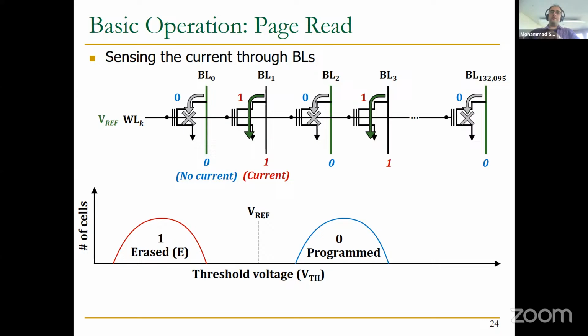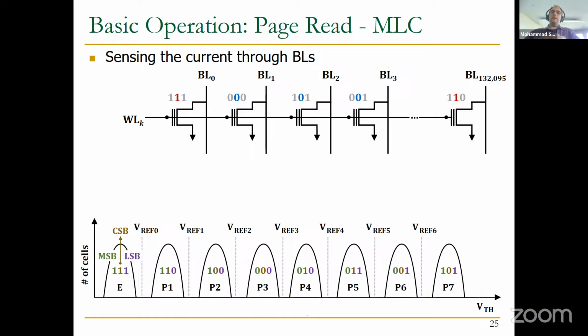But imagine that you know this. Let's have a look at MLC or TLC in this case. This is your word line, and you can see that you are storing three pages in this word line. You want to read the center page, or CSB, center significant bit. So you want to read that bit.